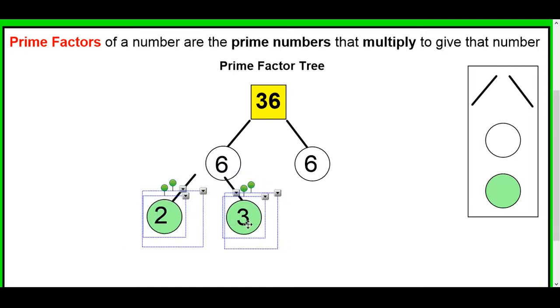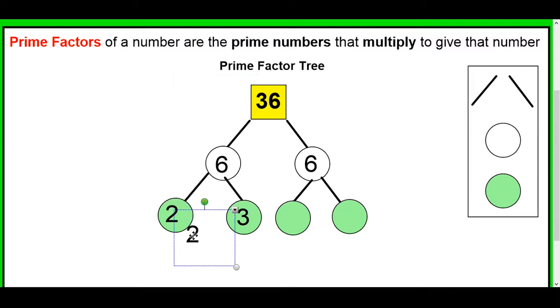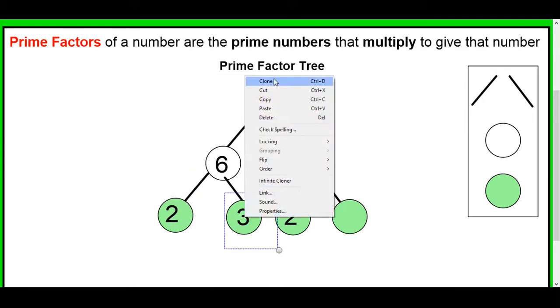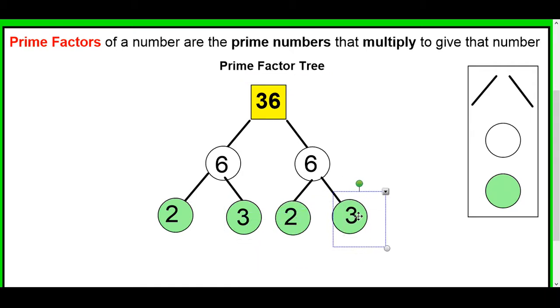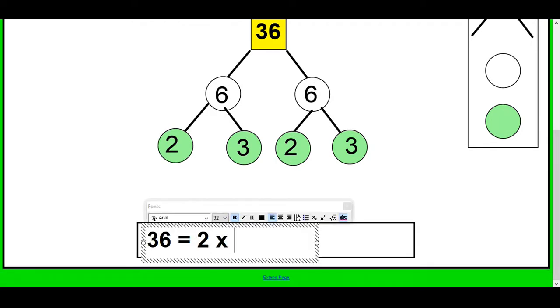Now it's a good idea to try and space these out a wee bit, because otherwise they're going to bump into each other, aren't they? So we'll do the same kind of thing over here. We'll go for 6 and break 6 up into 2 and 3. So in fact I'll clone them over and I'll make it quicker. So there's 2 and 3. Now I've got prime numbers at the end of my branches, so we should be able to say that 36 is equal to 2 times 3 times 2 times 3. So I'm going to write that here. So we could write 2 times 3 times 2 times 3.